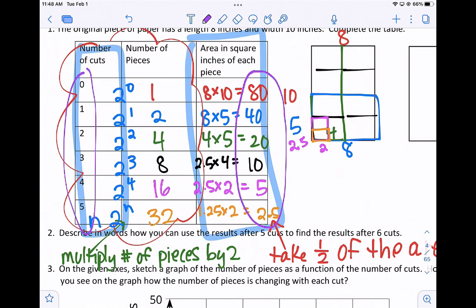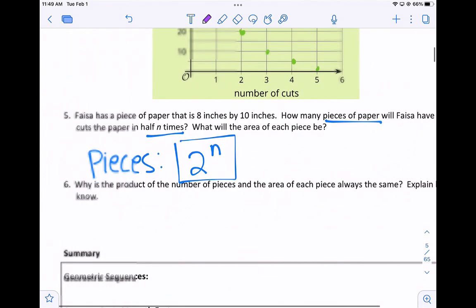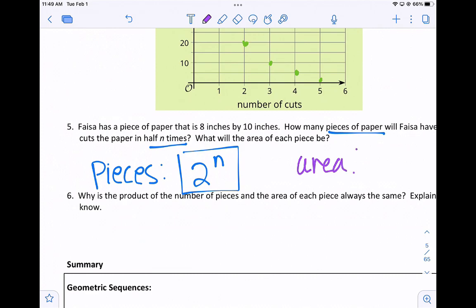So it's going down, so this will be like dividing by 2 every time. 80 divided by 2, 80 divided by 2, and then 2 again, so 80 divided by 4, 80 divided by 8. Okay, so I think what's happening is, it looks like it's 80 divided by 2 to the n. So let's try that.